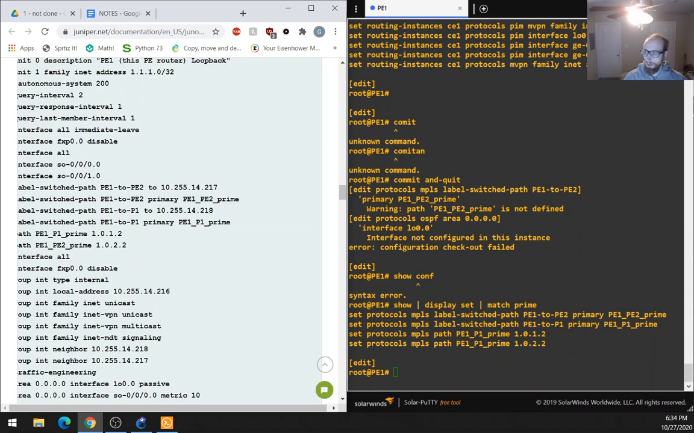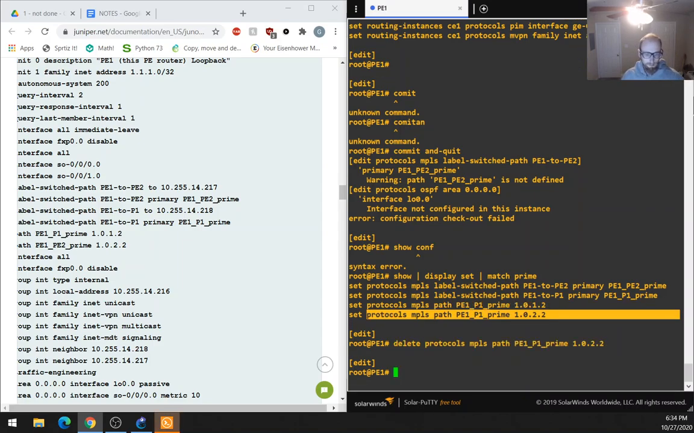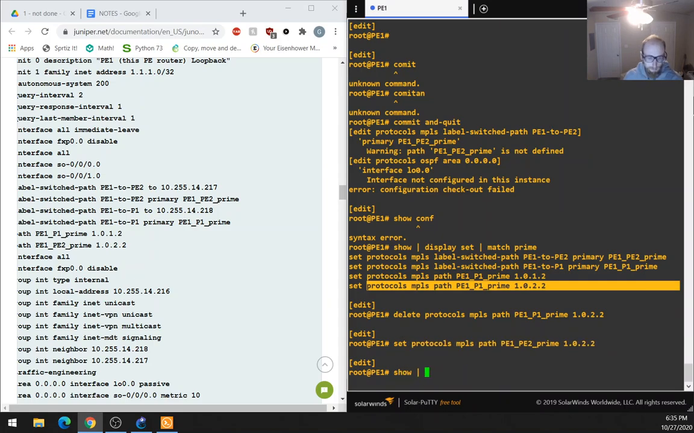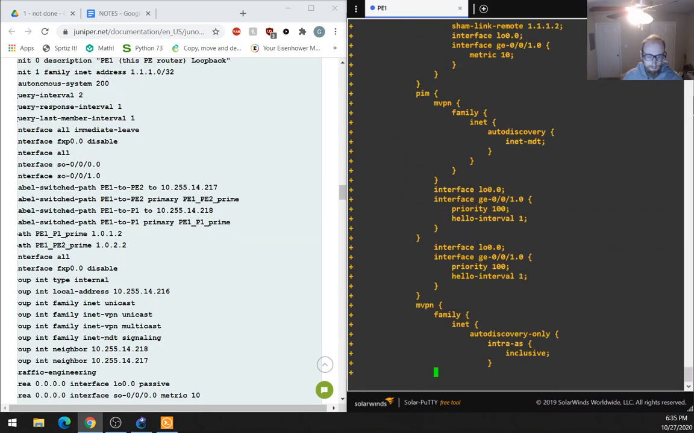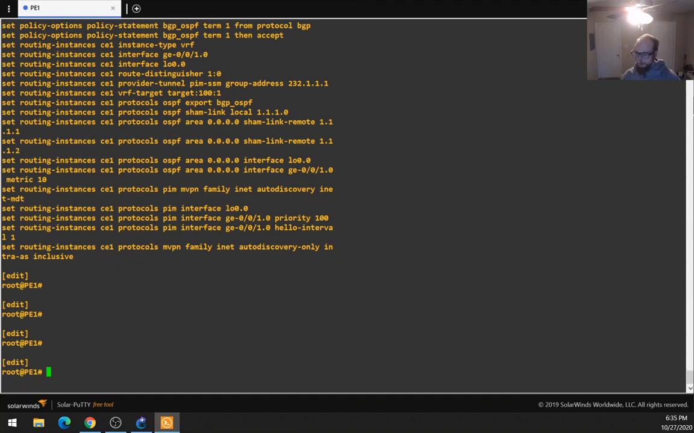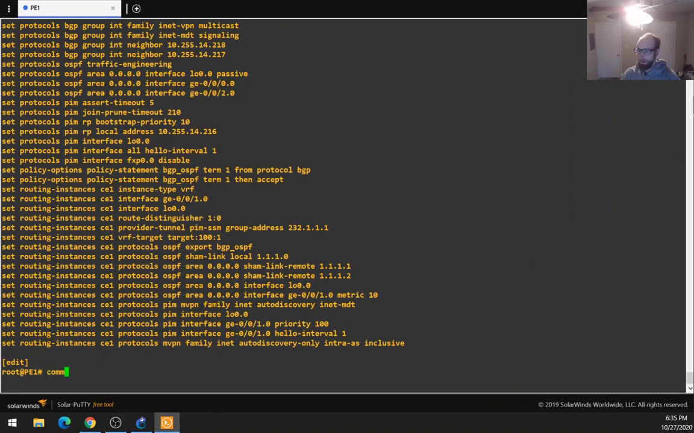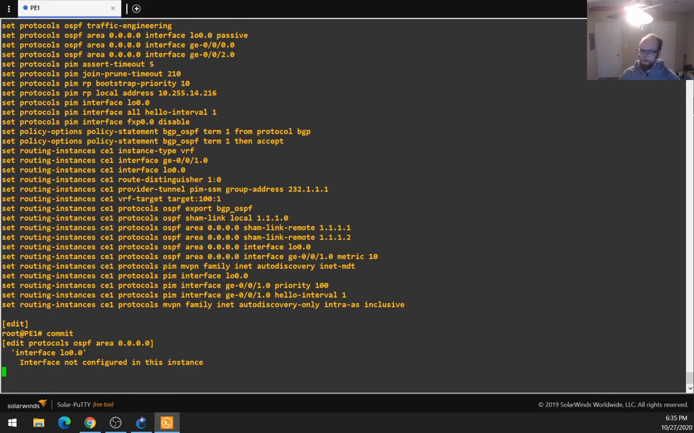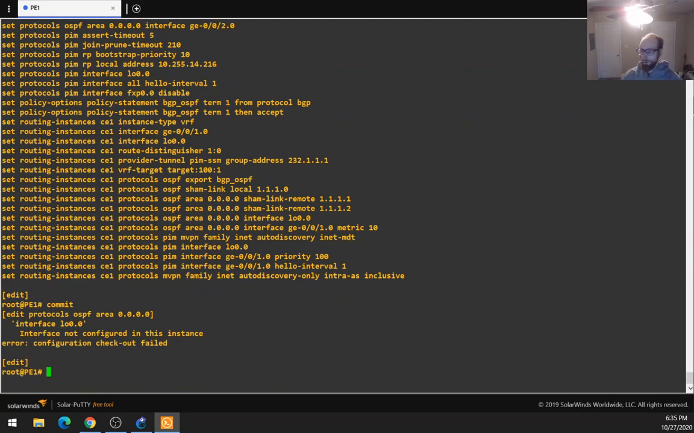So we're definitely going to have a PE1. But we're also going to have one here. So this one's not named correctly. Okay, so let's name it correctly. It's going to match the name, or I'll just type it out again. There we go. Okay, so hopefully it will commit now. Oops, we got another problem here.